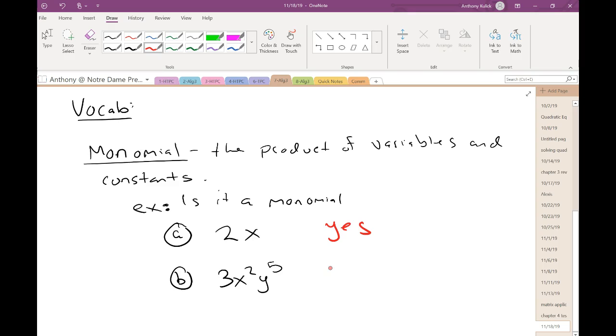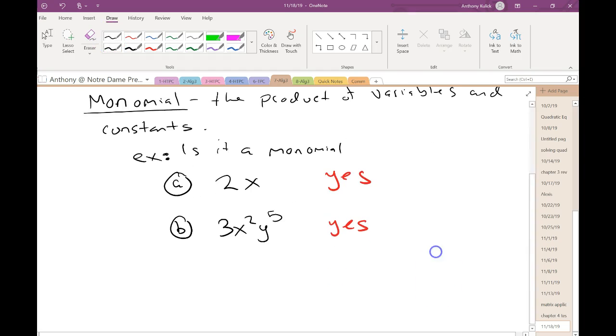Well, isn't x squared, doesn't that just mean x times x? Isn't this just the product of a constant and some variables? Right? It's 3 times x times x times y times y times y times y times y. Right? That's still a monomial. That still fits the definition, even though there's an exponent there.